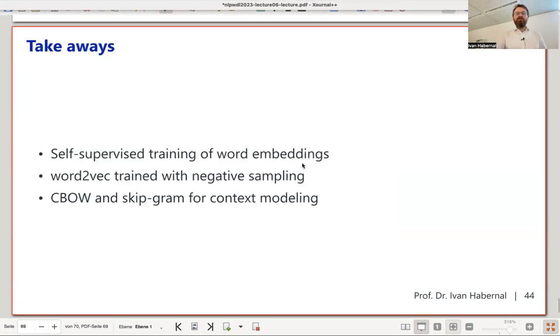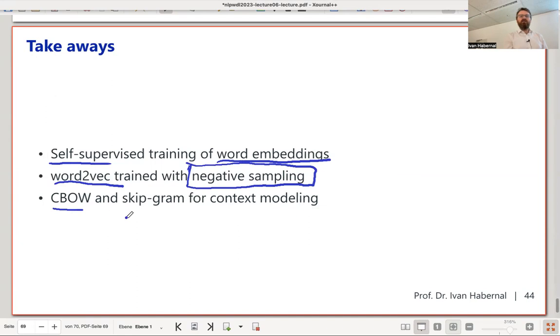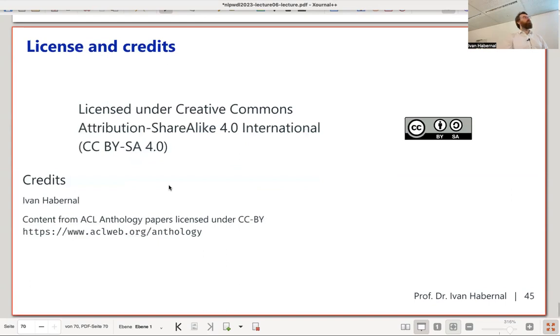And we're going to finish right now. So, takeaways. We introduced self-supervised training for word embeddings. We introduced Word2Vec, where we use negative sampling. This is a very nice trick, which makes it super efficient, because we don't care about predicting the next word. We care about learning embeddings by predicting whether the word comes from the true context or not. Very simple model. And we introduced 2 ways to combine the context, which were continuous bag of words and Skip-Gram. If you don't have any questions, this is it. We made it on time.